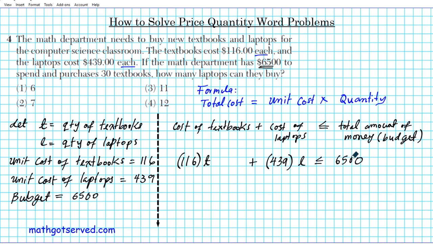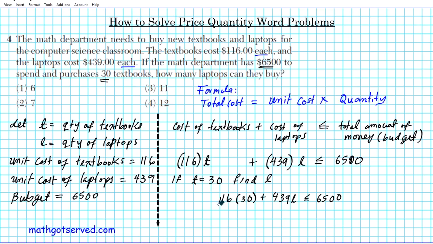All right, so this is the inequality we're going to solve to determine how many laptops we can buy if 30 textbooks are purchased. Okay, so what are we trying to solve? If T, the quantity of textbooks, is 30, we want to find the resulting L value. So with this equation, instead of T, we're going to plug in 30. 116 times 30 plus 439L is less than or equal to 6,500.